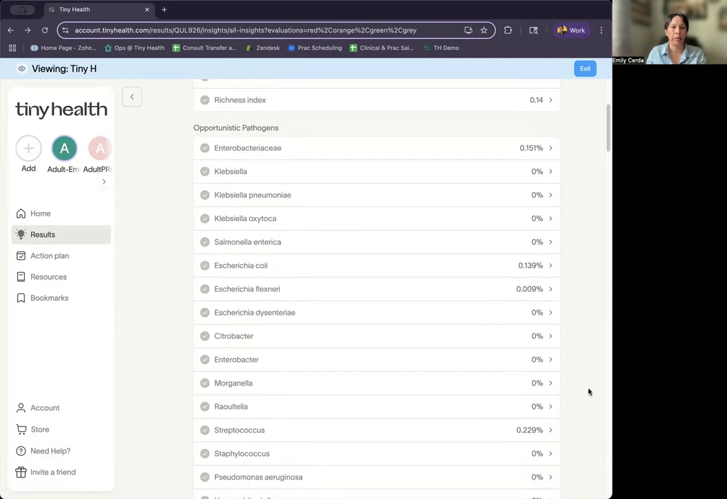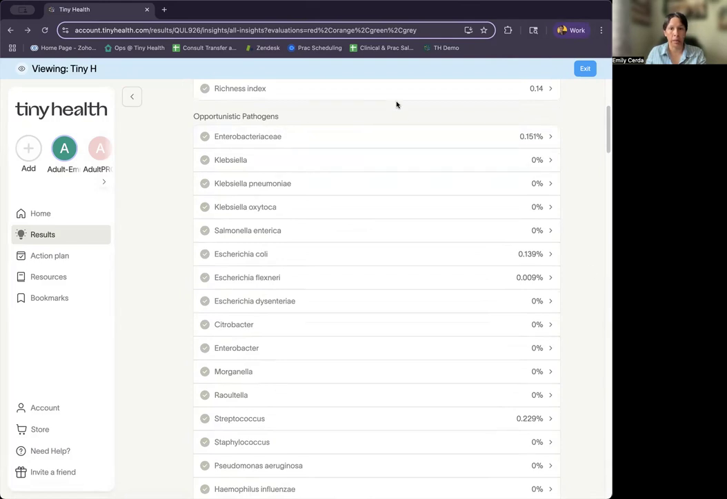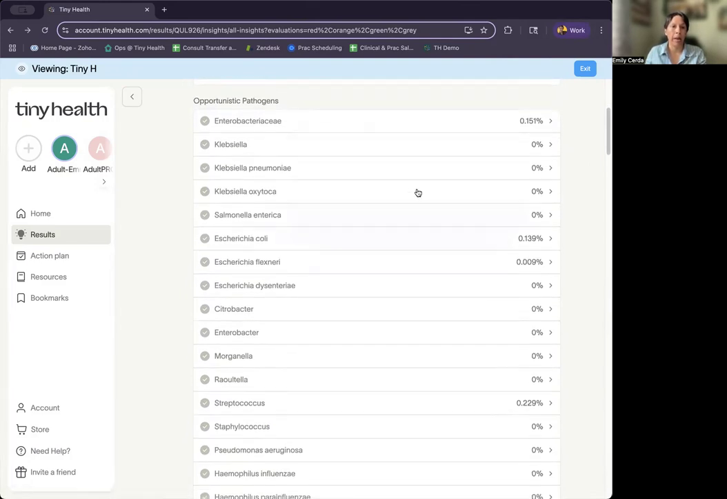Further down, we have our opportunistic pathogens, and these are many of the things that were listed up here. Enterobacteriaceae is a family, and this family actually includes everything from Klebsiella all the way down to Raoultella. And so when you see little bits of E. coli, little bits of E. flexneri, and then we go up and we see this Enterobacteriaceae, know that if we added everything from Klebsiella down to Raoultella, we're going to get this percentage. Okay, so it's not like there's this and this. This is included in that.